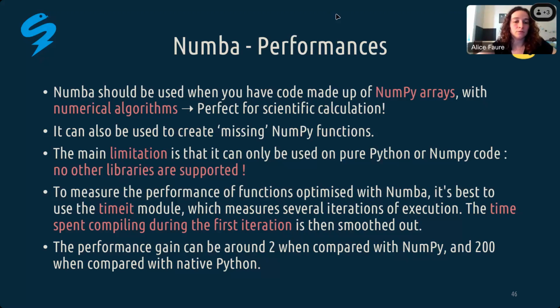And what's said when using Numba is that compared to NumPy code, you can expect like a 1.5 or 2 times performance gain. And compared with just Python without NumPy, you can expect like a 200 times performance gain because, well, Python alone is very slow.